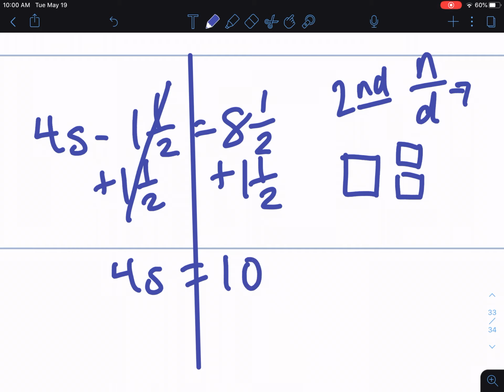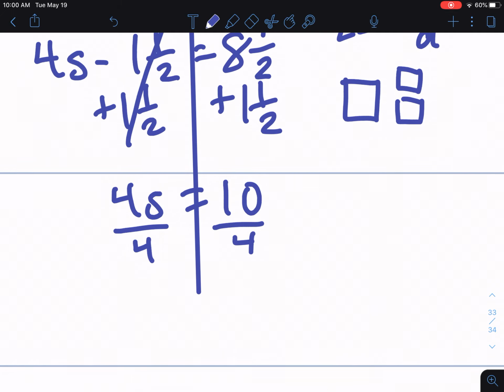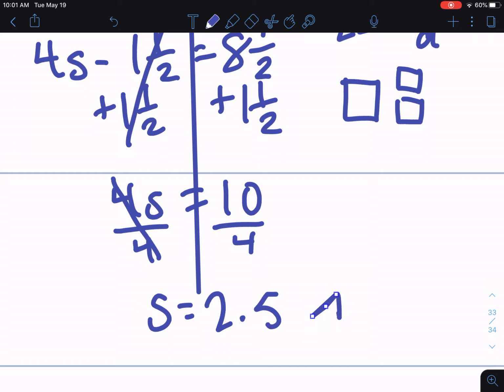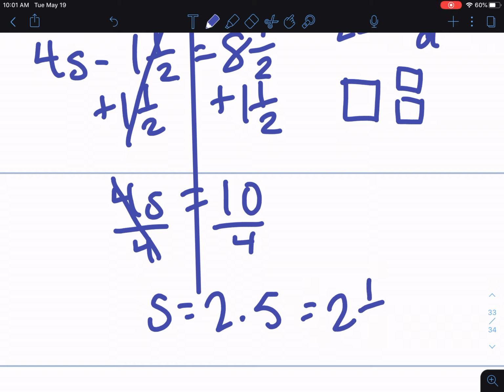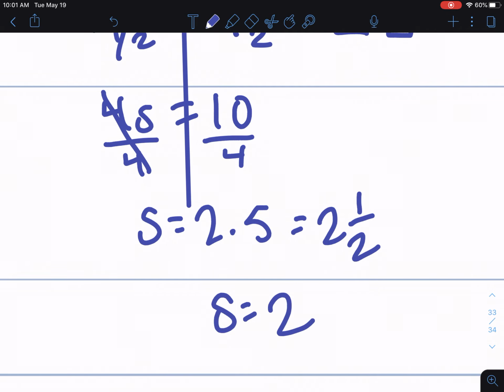Okay, so now we're going to divide by 4 on both sides, and your calculator might give you that 2.5, but your answer choice is guaranteed to be in a fraction. So you're going to do the little triangle button. Oh, I can't even draw. Hold on. I'm trying to draw a good triangle, but they're the little triangles that look like this. Hit that button and it'll convert 2.5 into a fraction, or maybe you already know. It's 2 1/2. So s equals 2 1/2.